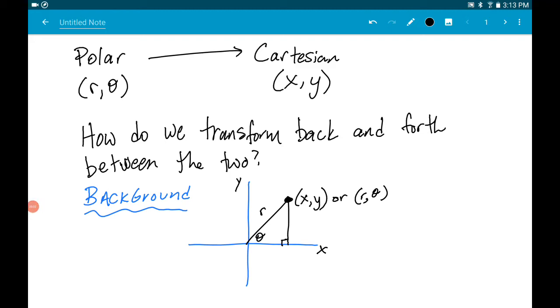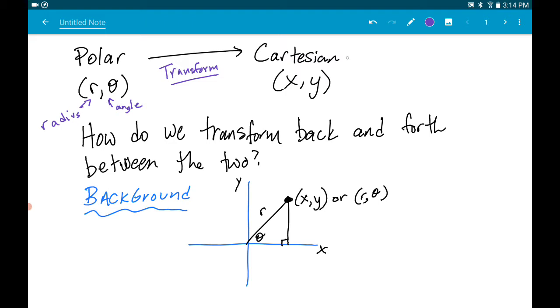I wanted to make a little video about the relationship between polar coordinates, which we've learned recently are defined with a radius and an angle, and how we can transform them to Cartesian coordinates, which is represented with an x and a y.